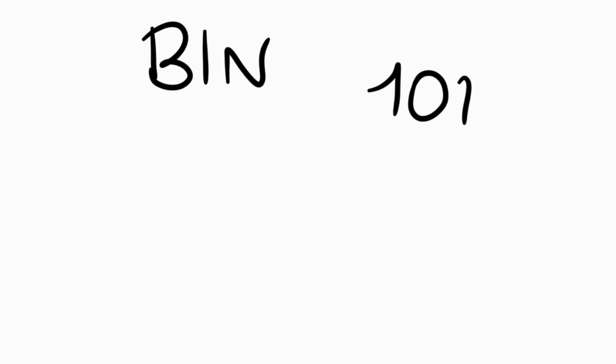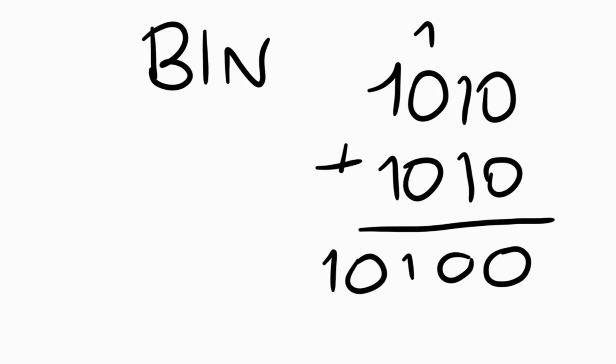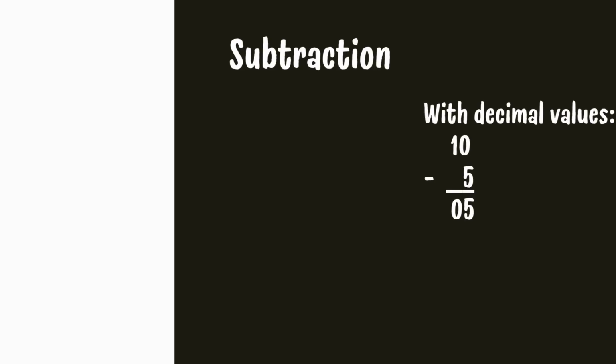So let's see. In binary, we now just convert 10 to binary. So it's 1 0 1 0 plus 1 0 1 0. 10 plus 10. It's going to be 0, and then it's going to be 1 carry 1, and yes, so it's 10. And then 10 again, because 1 plus 1 equals 10, and this is the result for this addition. 10 plus 10 in binary equals that.